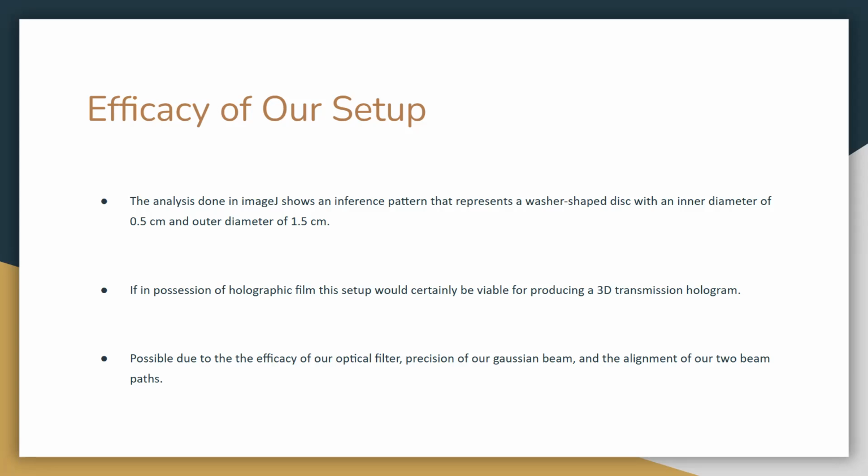And this is mainly possible due to the efficacy of our optical filter, the precision of our Gaussian beam, meaning the light coming inside of our Gaussian beam was extremely parallel, and this allowed for very good interference. And of course, the alignment of our two beam paths, which were the exact same length.